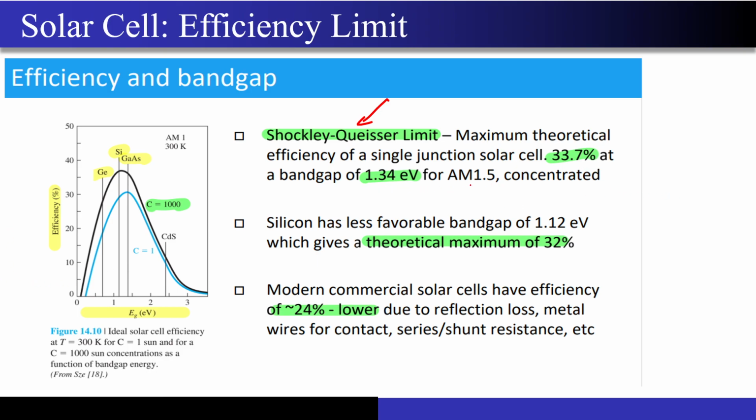And you can see that for this AM 1.5, AM 1.5 is nothing but air mass index. If you are not sure about what it is, then please go through the lecture materials. It is just telling you how much of the light you are getting at the surface of the earth when the angle between the earth's surface and the sun is around 45 degrees. So now this band gap comes out to be 1.34 electron volt and the maximum theoretical efficiency comes out to be 33.7%. Now if you have silicon with a band gap of 1.12 eV, then it can give a maximum efficiency of 32%.